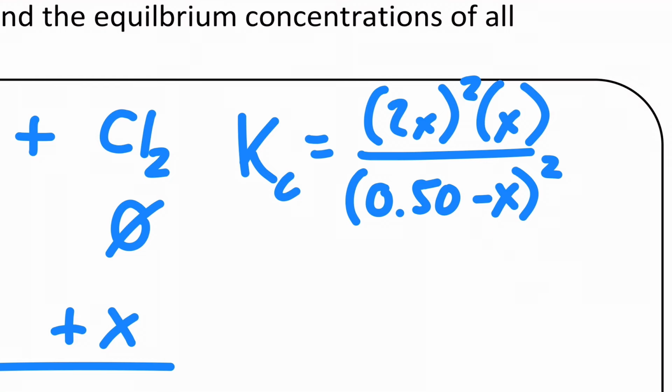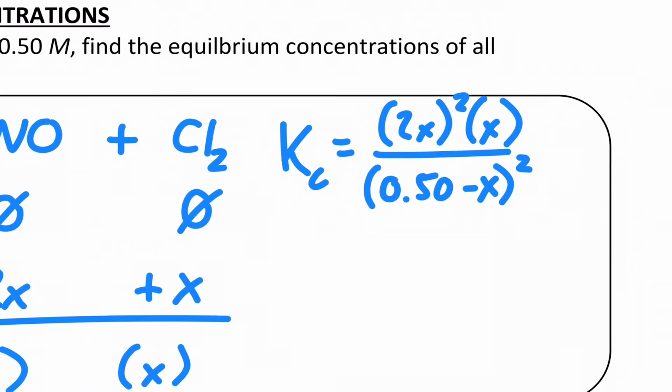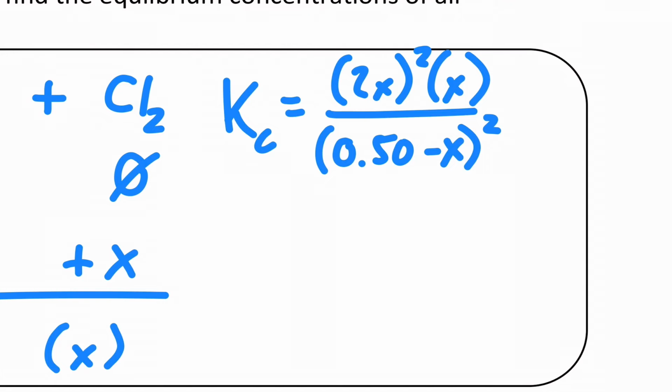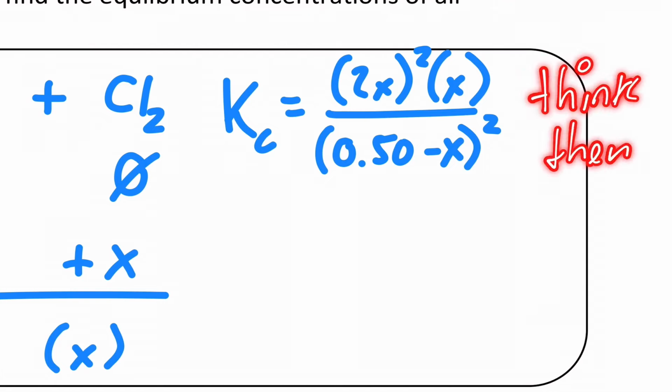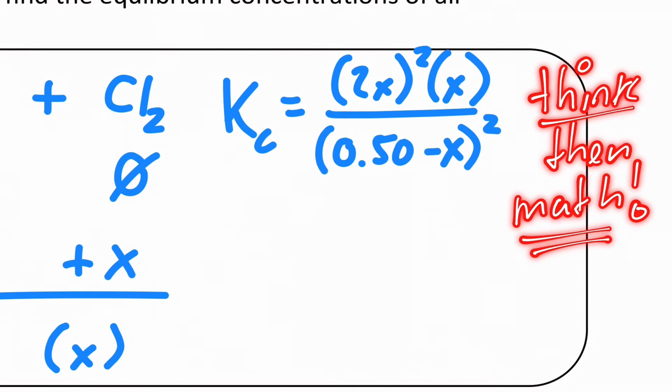And I could solve for x, but the AP never wants you to have to do that. We're going to think first and then do the math. So think, then math. That's what chemistry is. Chemistry is math with a lot of thinking first. That's just what we run into.